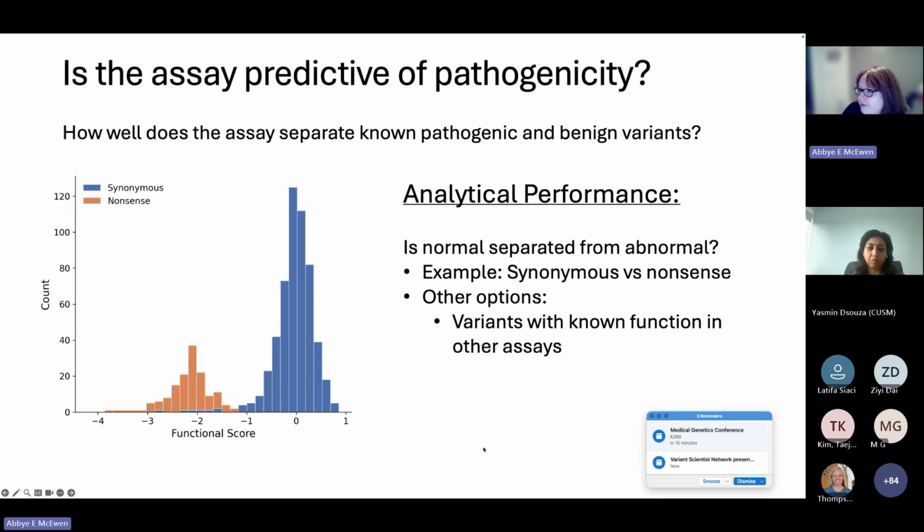If you don't have a large control set of synonymous and nonsense, other things you can do are look at other variants that have been characterized by other assays. So you're more looking at the protein function or biochemical function. So over here, you'd have variants that are known to look like they're normal in your traditional assay, or variants that look like they're abnormal in your traditional assay.